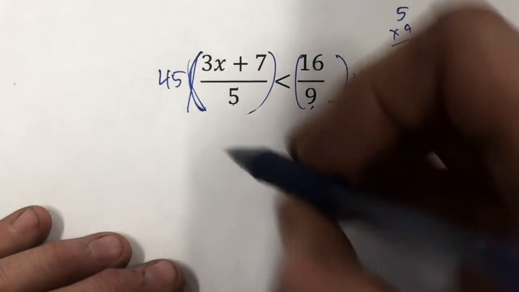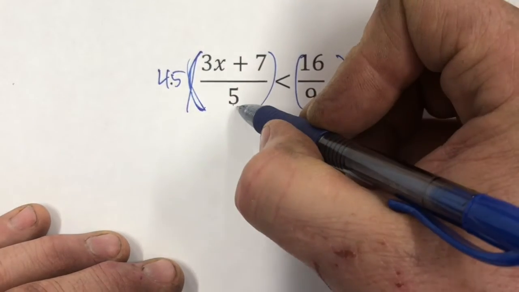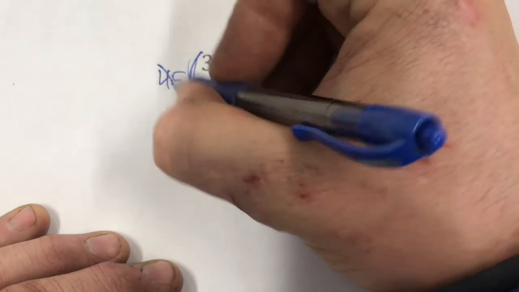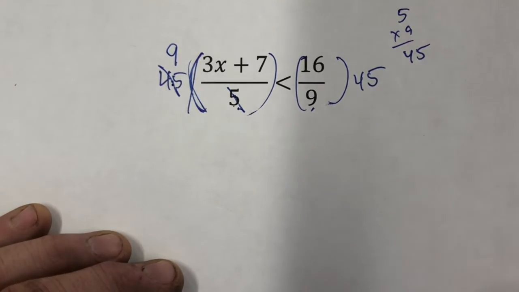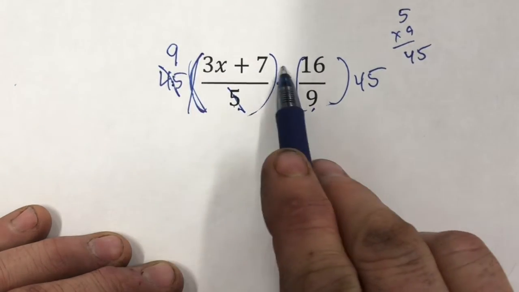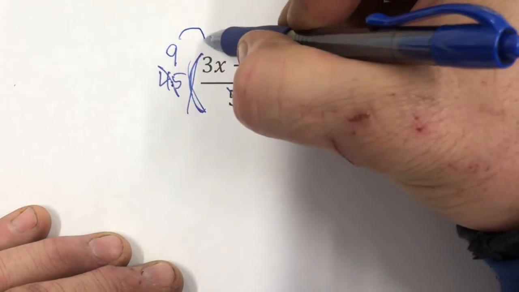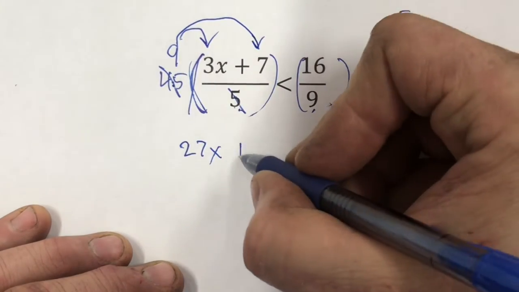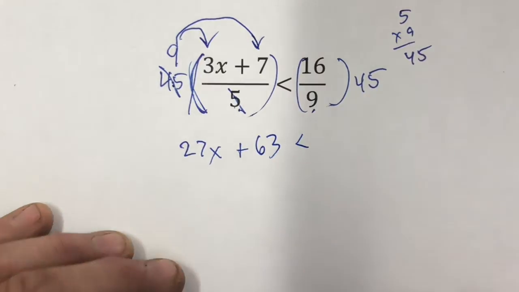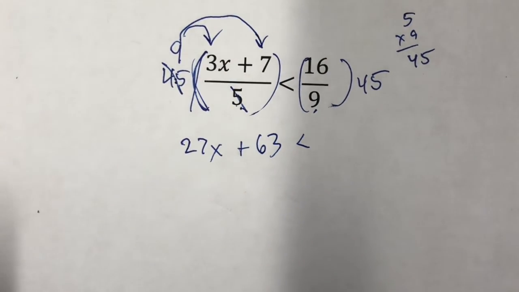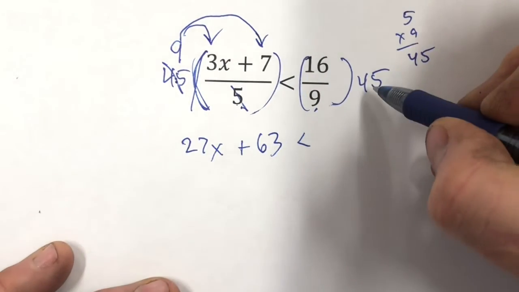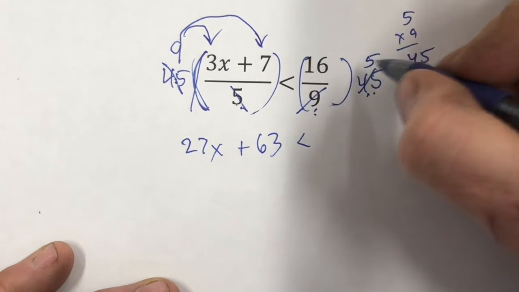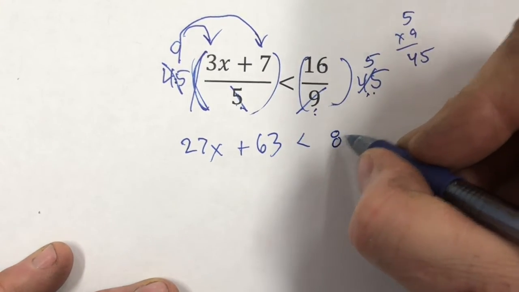Now, here's what happens. When I multiply by 45, I'm dividing by 5. So 45 divided by 5 is 9. And so I just have 9 times this. So I distribute. 9 times 3x is 27x. 9 times 7 is 63. And so there's what it comes out to with no fraction part at all. Over here, when I do it, 45 divided by 9 is 5. And then times 16 is 80.